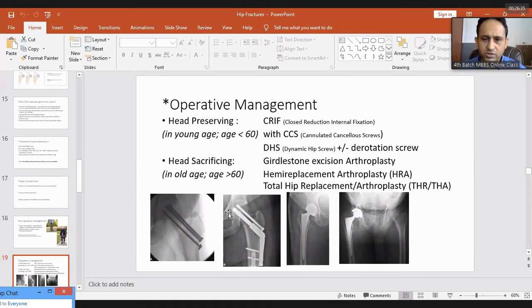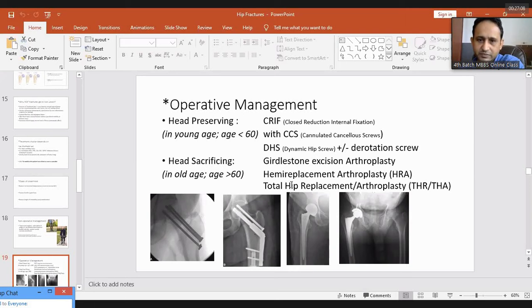The other option would be, you use a short DHS with a derotation screw, so that it prevents the head from rotating and adds to stability, as well as preserving the blood supply of the hip, so that it heals naturally. But if it is an old patient, where you don't want to additionally have this burden of trying to preserve the head, which will undergo avascular necrosis, and you have to have a repeated procedure. So in that case, you already do a one-shot procedure.